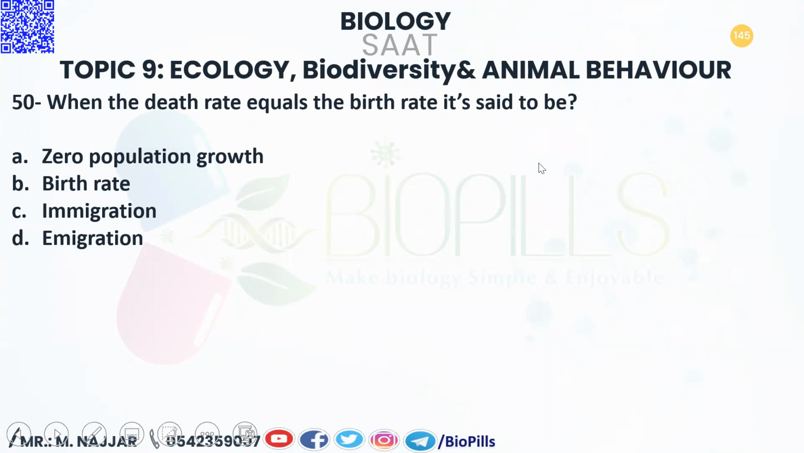When the death rate equals the birth rate, it's said to be: A, zero population growth; B, birth rate; C, immigration; D, emigration. This is called ZPG, zero population growth. It's also called the replacement level of fertility. Your answer is correct, and it is A.